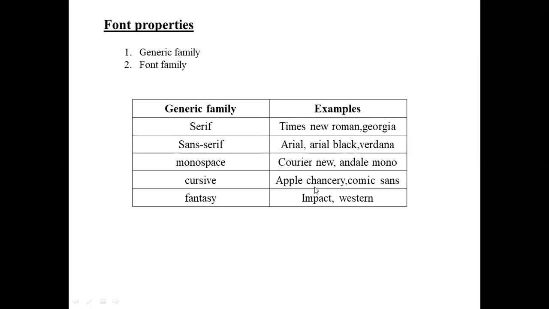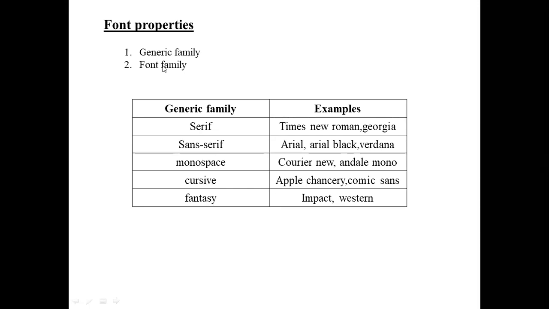Next, Apple Chancery, Comic Sans and Zapf Chancery. These three belong to the cursive generic family. Next, Impact and Western. These two font families have a similar look. Those two font families belong to the generic family fantasy. So generic family means a group of font families with a similar look. Examples: serif, sans serif, monospace, cursive, fantasy.